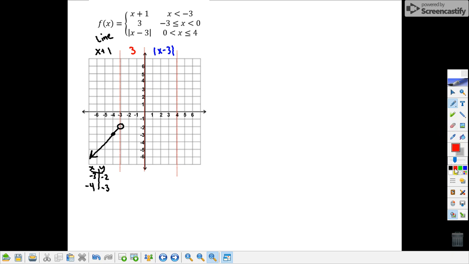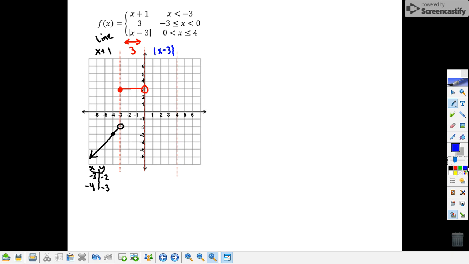Okay, then I go to my next one. 3 is actually even easier. 3 is a horizontal line, like so, and it's just on 3. So for 3, I just have to make sure that I have open circles in the right place and closed circles in the right places. So it's only on the dotted lines I have to worry about an open or closed circle. So if I go to -3, since it's equal to, I'm going to have a closed circle on that dotted line. For 0, it's not equal to, that's this dotted line. So I'm going to make sure I have an open circle. And I go straight across.